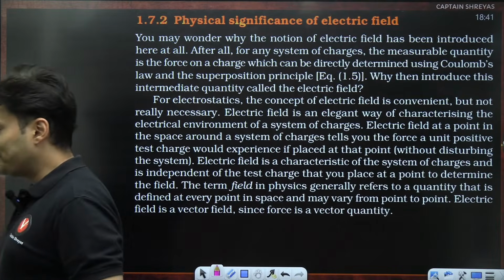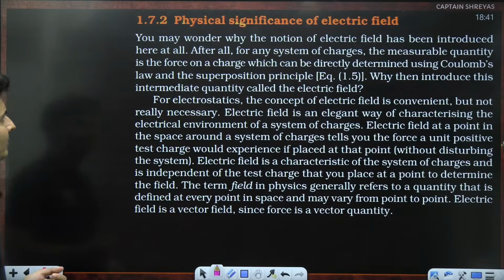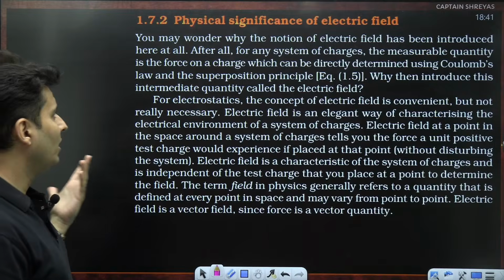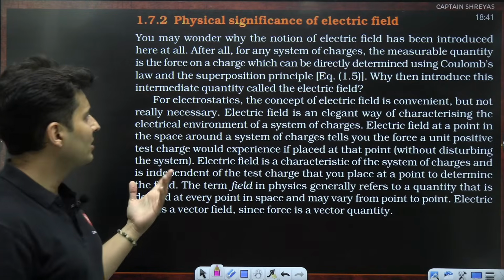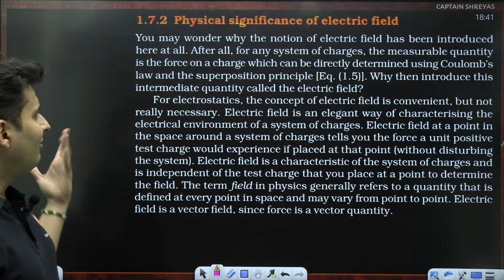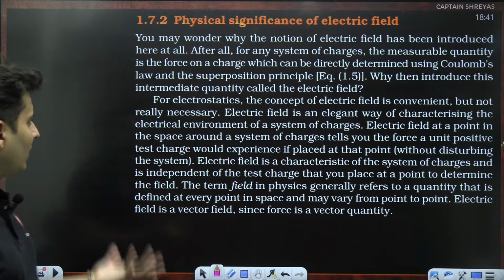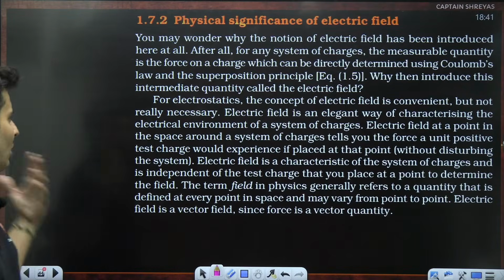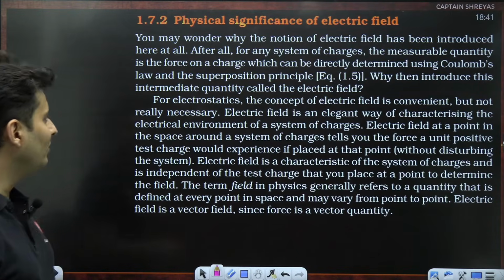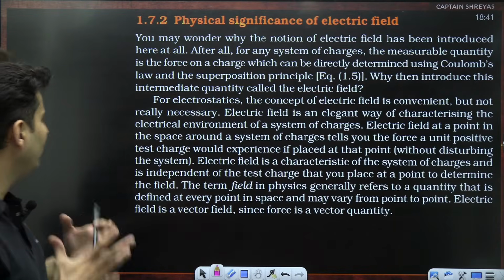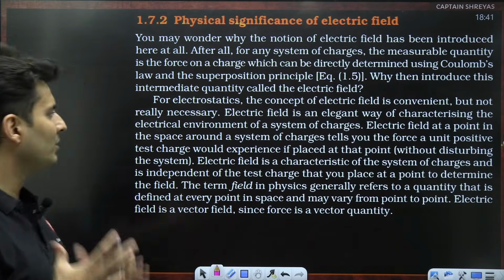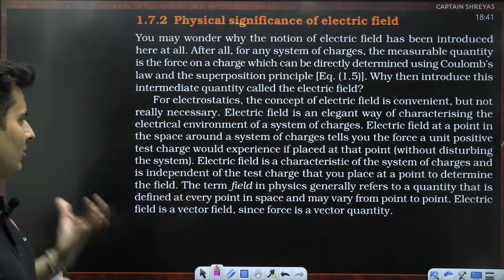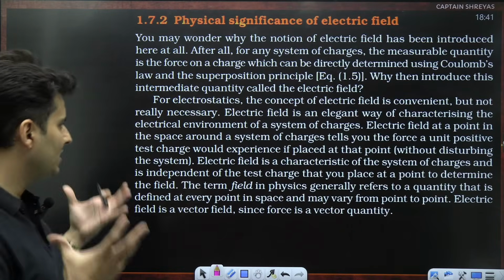Let me tell you, over here they say, you might wonder why the notion of electric field has been introduced here at all. After all, for a system of charges, force is a measurable quantity which can be directly determined. Why then introduce this quantity? For electrostatics, the concept of field is very convenient, but not really necessary. Electric field is an elegant way of characterizing the electrical environment of a system of charges. Field at a point in the space around the system of charges tells you the force a unit charge would experience at that point. The field is a characteristic of the system of charges and is independent of the test charge that you place.